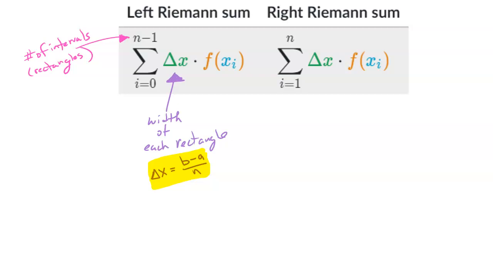Okay, x sub i. That's basically the last part on here that's usually kind of hard to decode, probably the most confusing for most people when you're looking at the formulas. x sub i is basically which number you plug into the function to find the rectangle height. x sub i can be found by doing the starting value, so that's a, plus delta x times i.